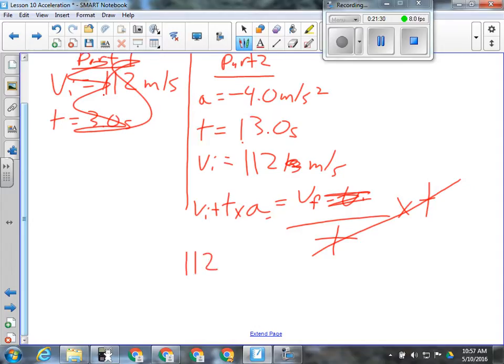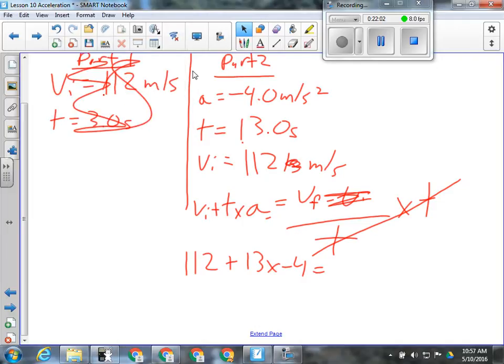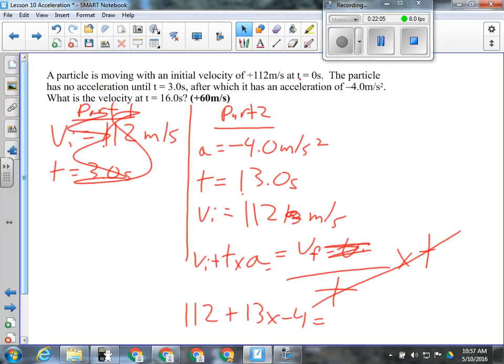All right, so we got 112 as our initial, plus 13 seconds times negative 4.0. So am I going to get a smaller number for VF here? At least it's going to be more negative, right? It's slowing down according to the question. So 112, plus 13 times negative 4. All right, so my final velocity should be 60 meters per second. And that's got to be positive because they gave me positive in the question.